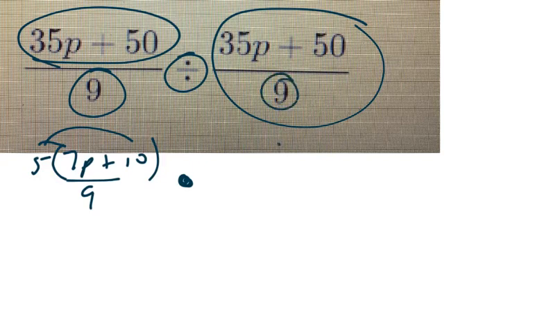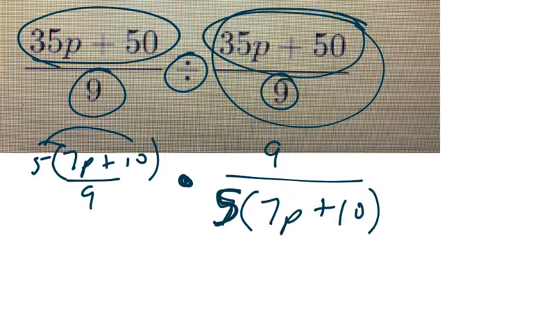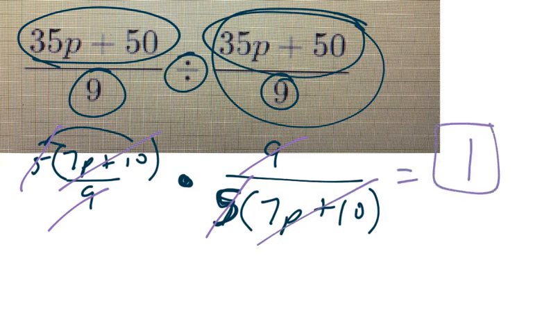The 9 now goes in the numerator. This we factor in the denominator. We're going to factor out a 5 again. So 7 times 5 is 35 plus 10. Notice, guys, 5 over 5 is 1. 9 over 9 is 1. 7p plus 10 over 7p plus 10 is 1. Everything simplified to 1.